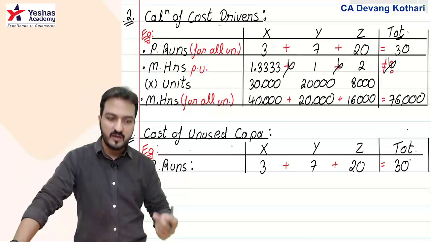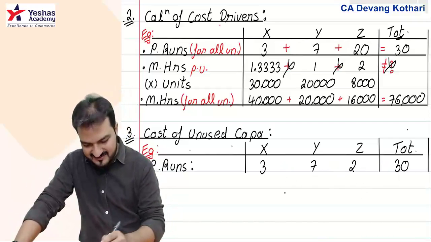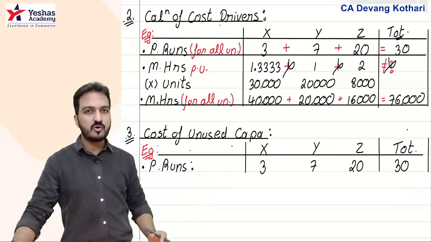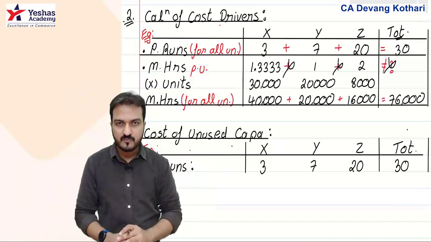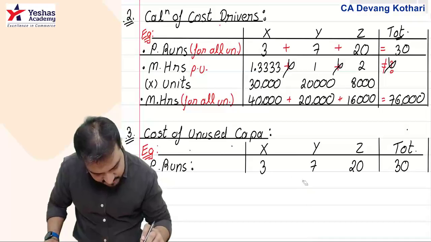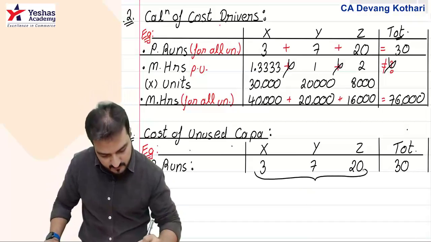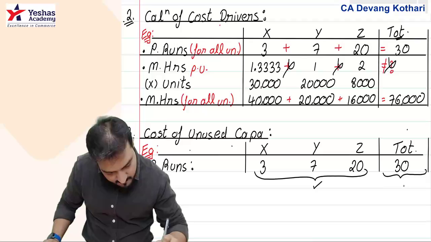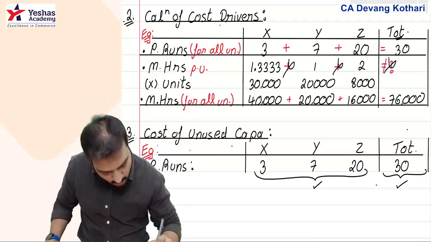Now, what if product wise cost driver is given, X, Y and Z product wise cost drivers are given, total cost driver is also given. Product wise cost driver, these 3, yes, they are given. Even total cost driver, this 30, is also given, but they do not match.